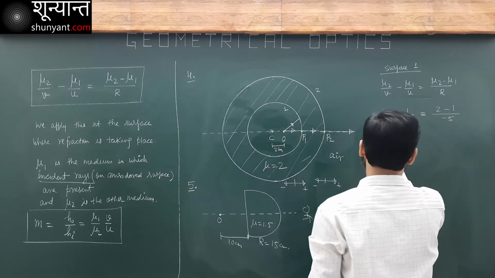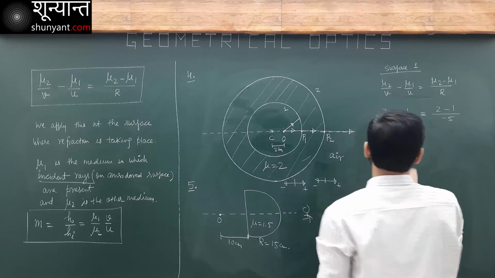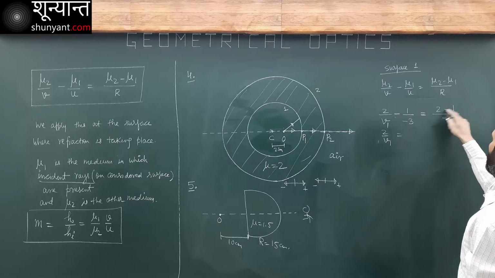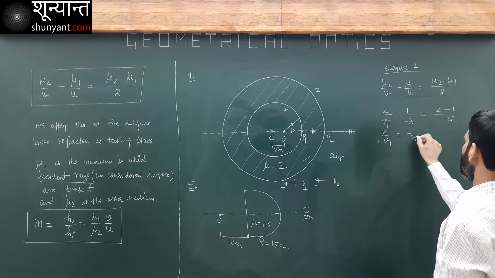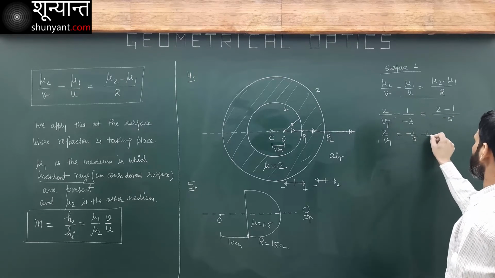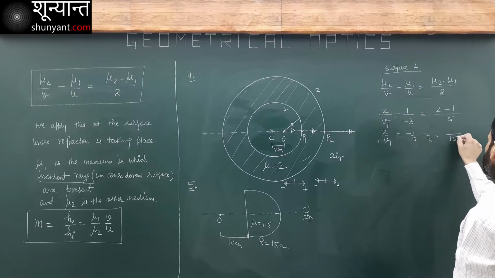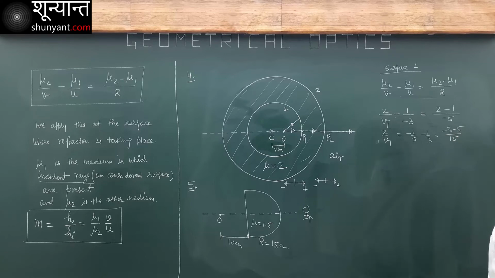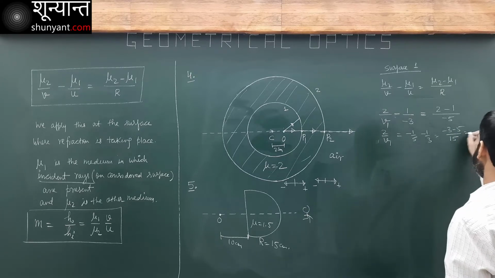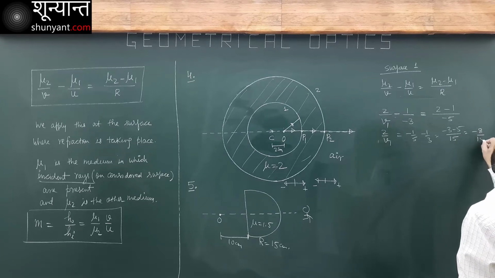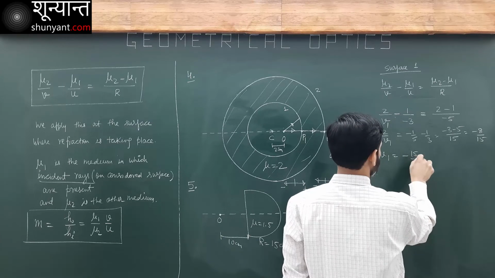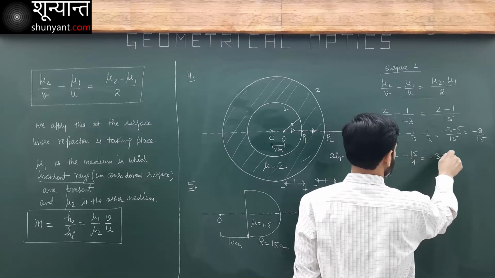Okay. So 2 over v1, let's say v1 is going to be equal to 1 minus 1 over 5. This is minus 1 over 3. This is 15 here. So minus 3 minus 5. Okay, what do you think? So this is going to be equal to minus 8 over 15. So what is v1? It is minus 15 over 4. So minus 3.75.